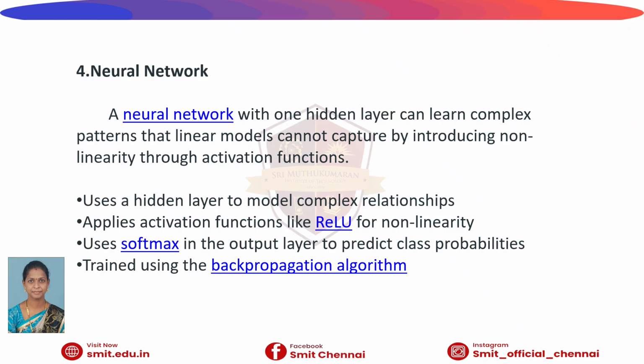Next one is neural network. A neural network with one hidden layer is capable of learning complex patterns that cannot be captured by simple linear models. By introducing activation functions, neural networks can model non-linear relationships and solve more complicated problems.